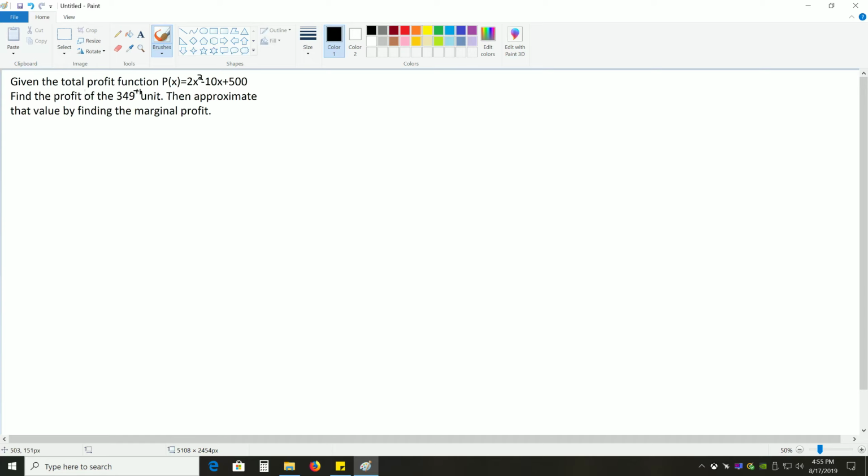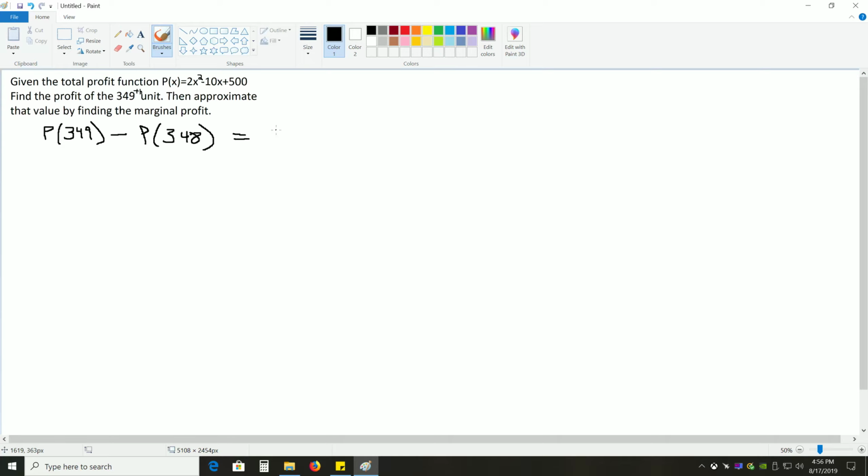To find the profit of the 349th unit, we need to find the exact profit. The way we do that is we take the profit from producing 349 units, which is the total profit, and we subtract the profit from producing 348 units. We do this because when you subtract all of the profit from producing 348 units from all of the profit of producing 349 units, you're left with just the profit from producing the 349th unit.